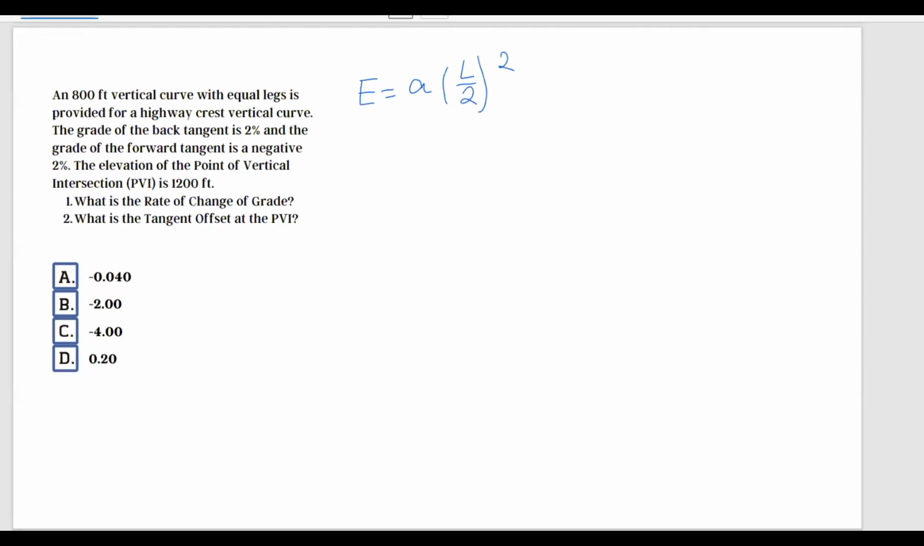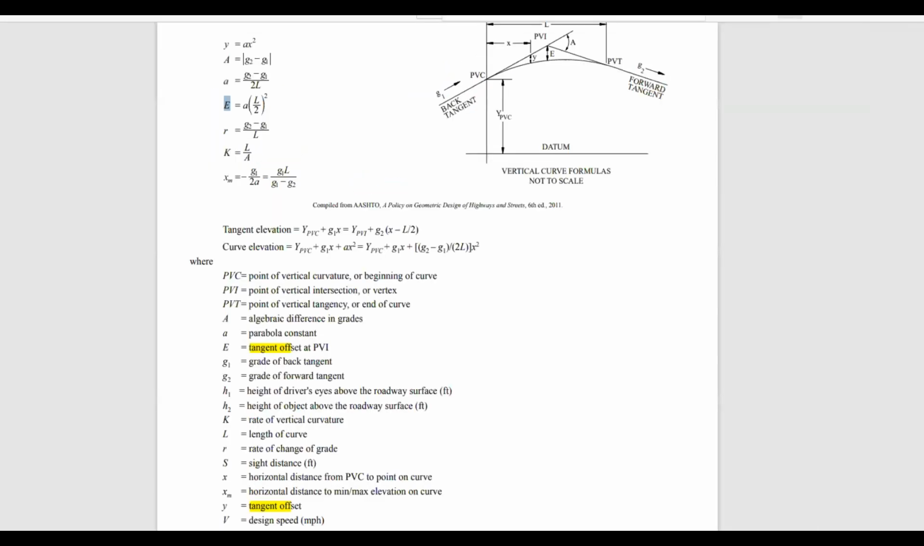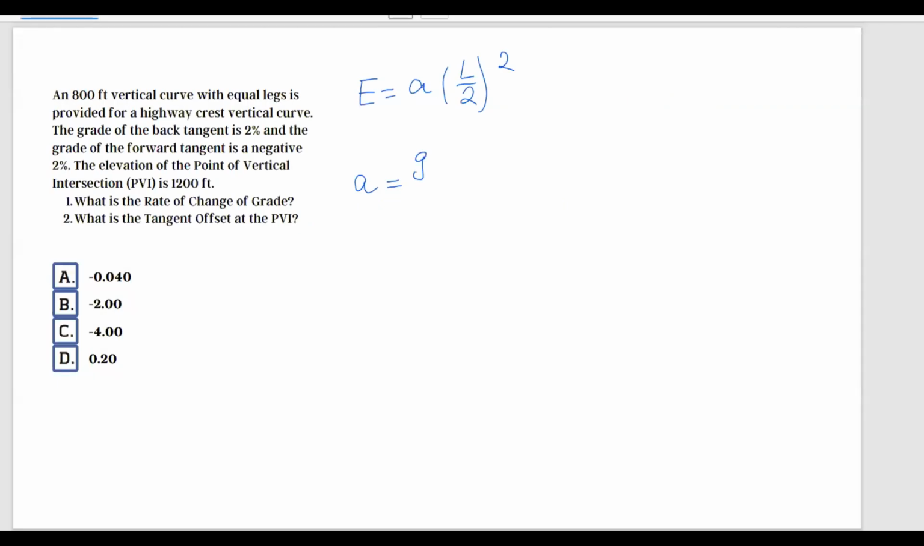And then we have to calculate A. Let's see. A is the parabola constant. There you go. A. And we have the formula over here. So let's write the formula for A as G2 minus G1 over 2L.